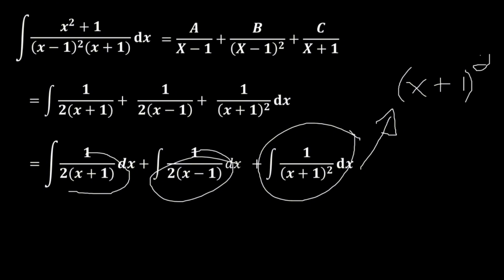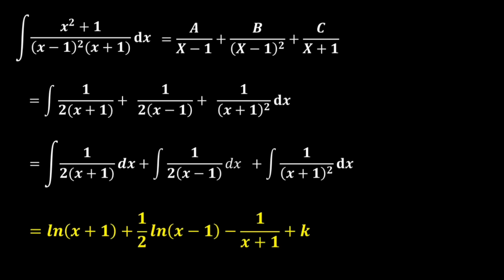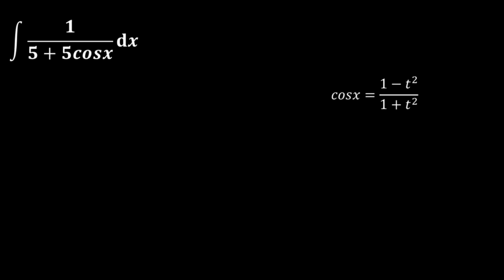-2. Taking this to be u, we are going to be having 1 over x plus 1 as the final answer. Integrating that, you are going to have what? Ln x plus 1 plus half ln x minus 1 minus this plus k. Okay, we have a half here, don't forget. If we have ln that, that's our final answer.